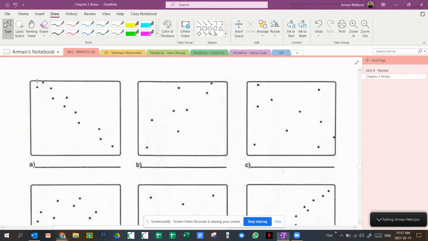For this first one, I'm going to say my line of best fit is somewhere there. I go through as many points as possible. Wait, let me just redo that. Let's make it somewhere here. There we go. I go through as many points as possible, and I have approximately the same number of points above as I do below.